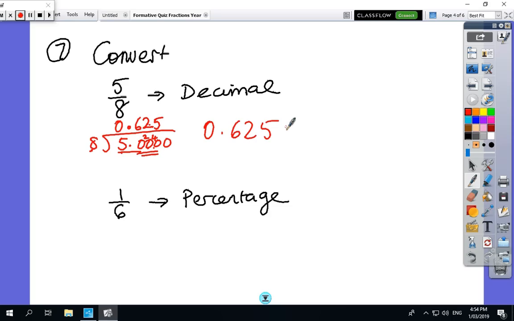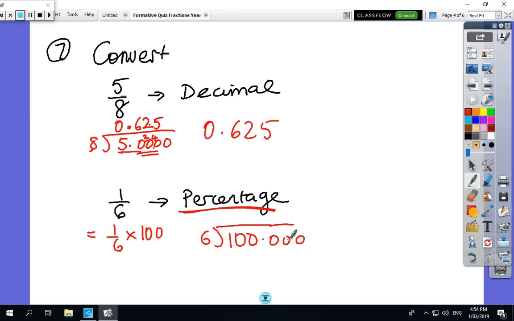Okay, so next one is fraction to a percentage. So to turn anything into a percentage, we times by 100. So we're going 6 into 100. So 6 into 100, and then add some decimals, and as many as we need.